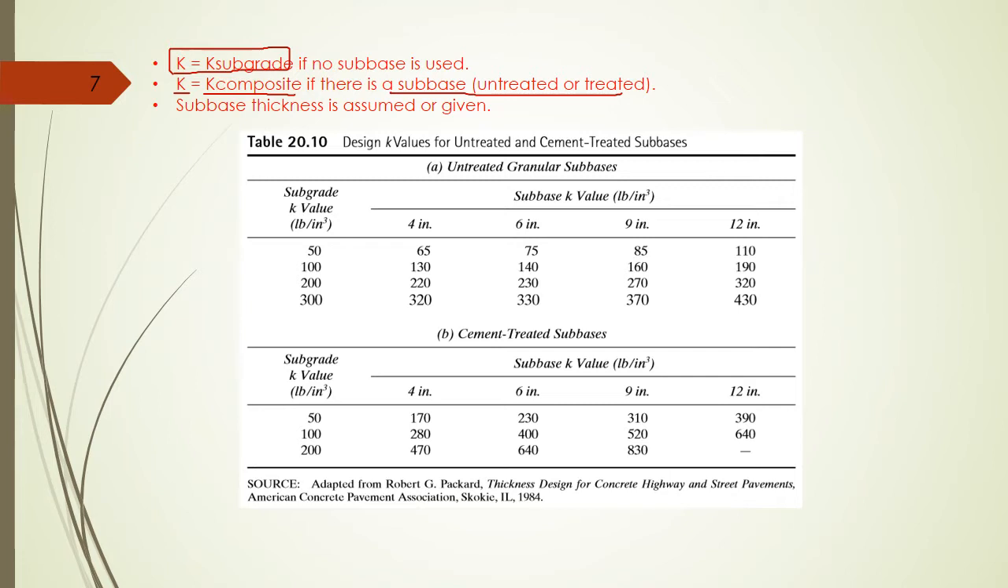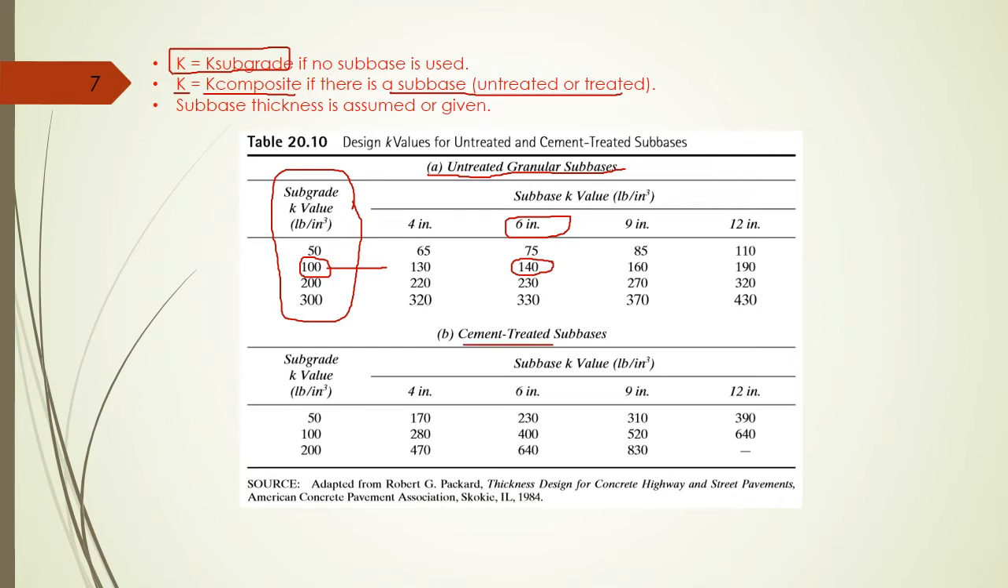You will assume the thickness of subbase, or it will be given in the equation. Here in this table we have the design K values for untreated and cement treated subbases. For untreated granular bases, you know the subgrade modulus of rupture, and you assume the subbase thickness, let's assume 6 inches. So for example, if we assumed also the modulus of subgrade to be 100, you will get the K composite 140 for both subgrade and subbase.